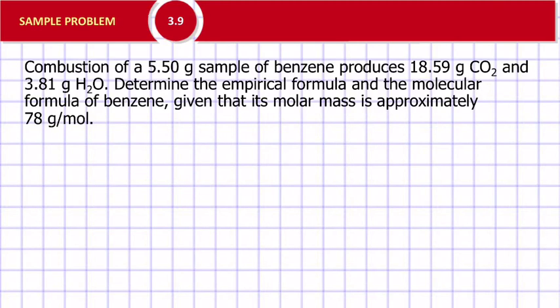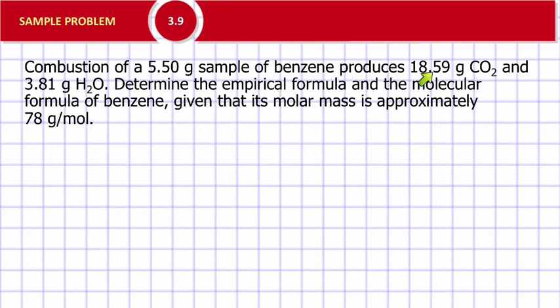Okay, let's do one that's a little more interesting. Combustion analysis of a 5.50 gram sample of benzene produces 18.59 grams carbon dioxide and 3.81 grams water. Determine the empirical formula and the molecular formula of benzene, given that its molar mass is approximately 78 grams per mole. This is the molar mass of the actual compound, the molecular formula.